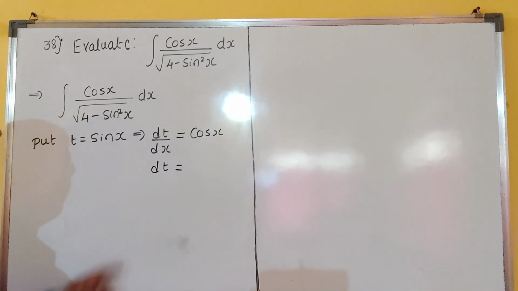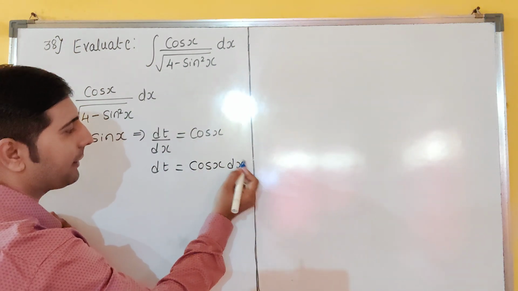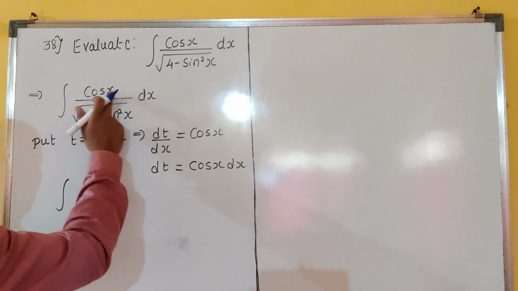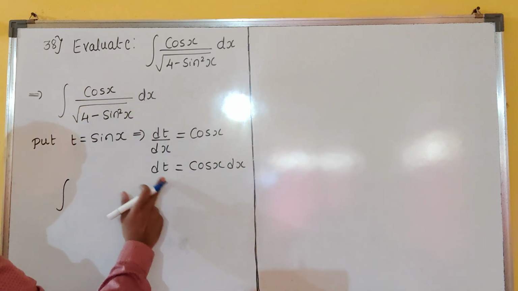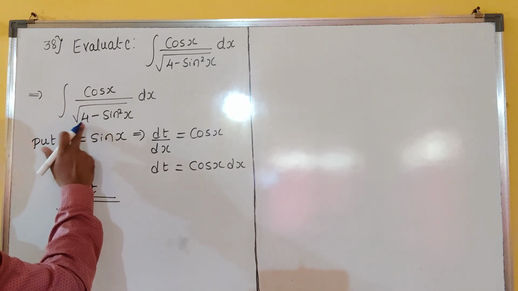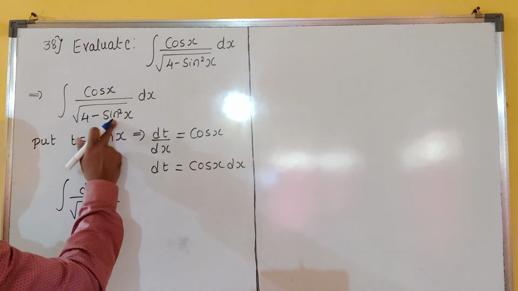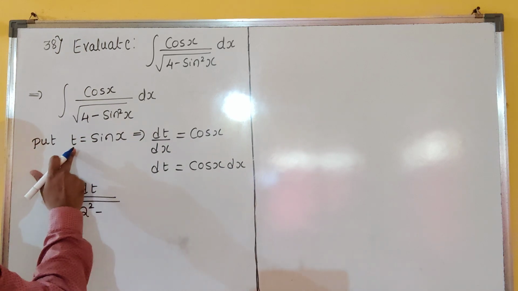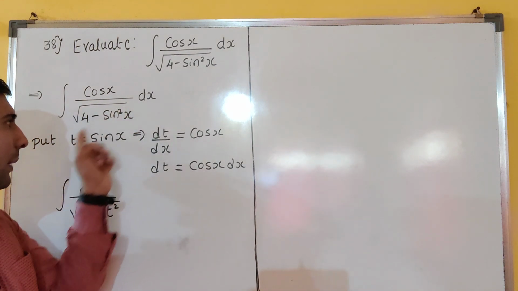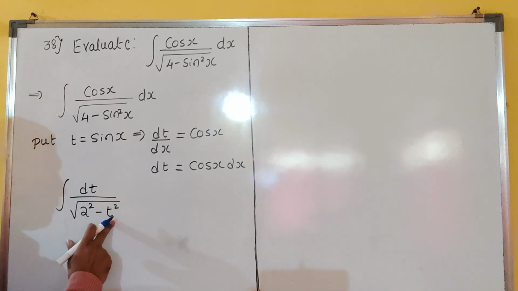So now dt I will write as is, and this dx I will cross multiply. So what will we get? dt equals cos x into dx. Dx is cross multiplied. Clear? So now start substituting. Integration of cos x dx is dt, divided by square root of, 4 I can write as 2 square, minus sin square x. Sin x is taken as t, so sin square means t square. Integration of dt divided by square root 2 square minus t square.